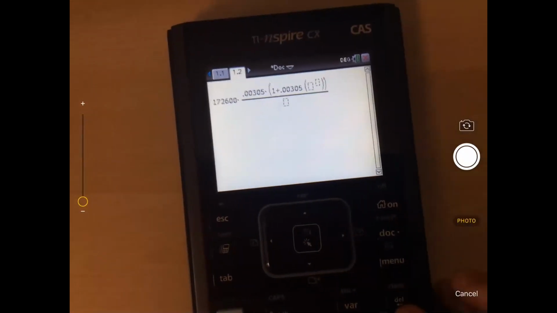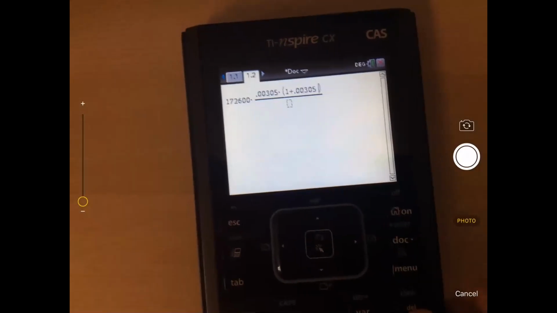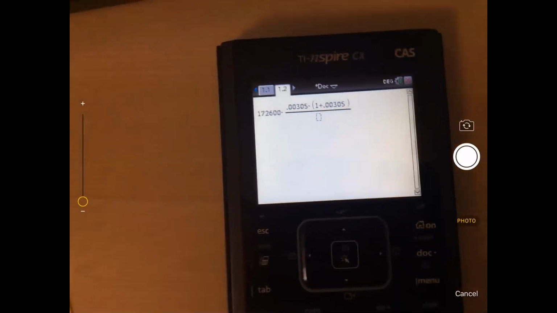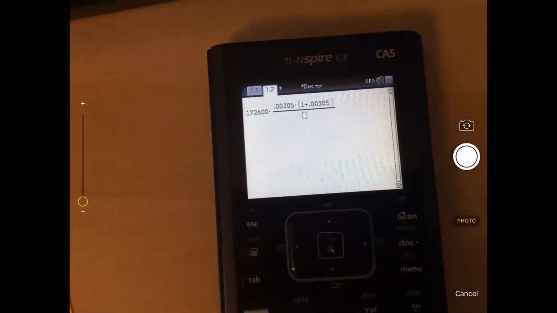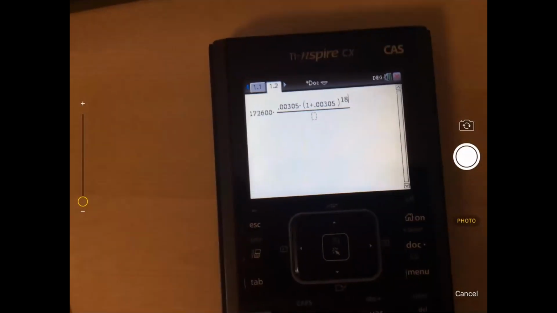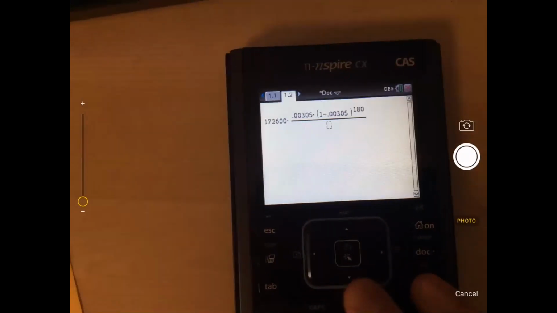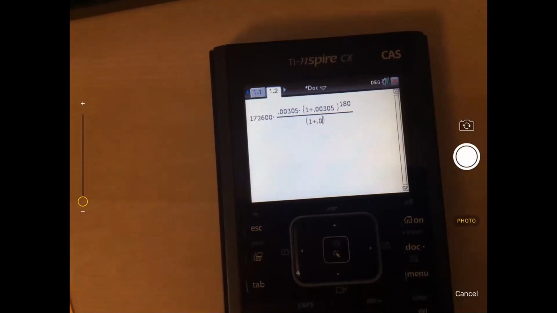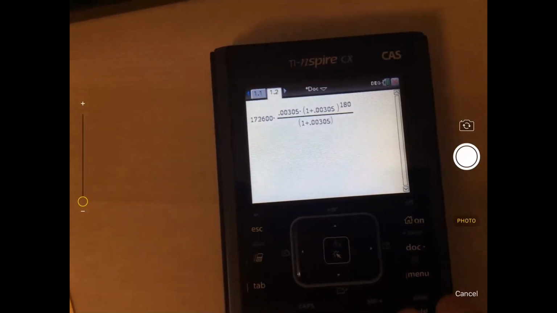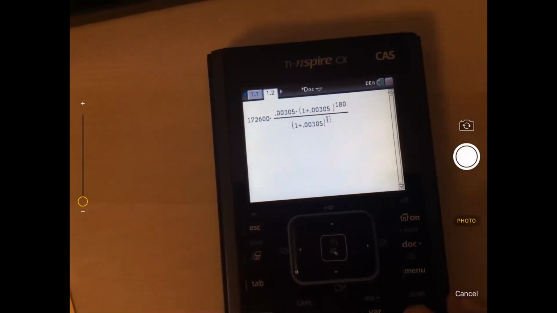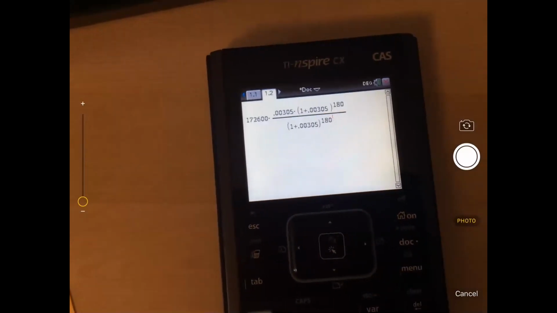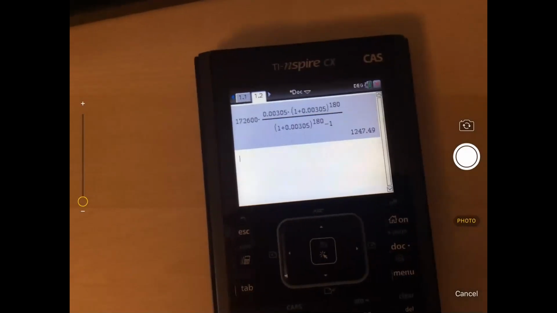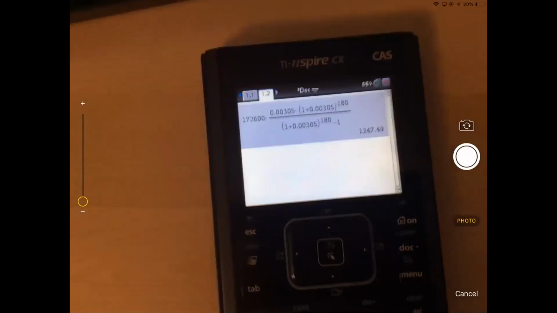All right, guys, this is pretty difficult. I'm holding my iPad in one hand, and then trying to calculate with my other hand. So that is 1.00305 to the 180th power divided by 1 plus 0.00305, close parentheses, to 180 minus 1, and hopefully if I did this all correctly, bam, 1247.49.